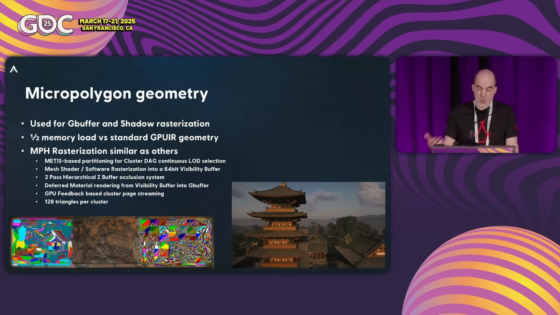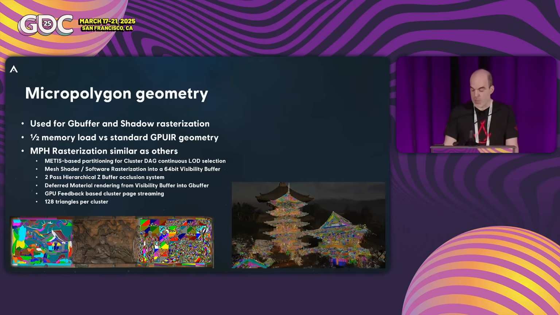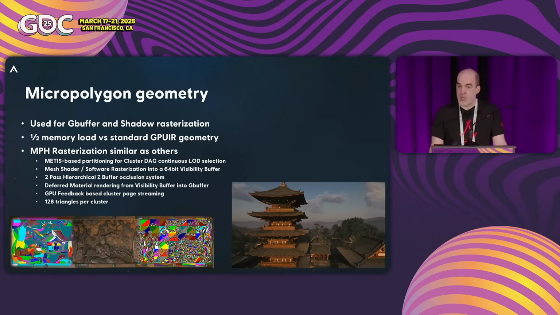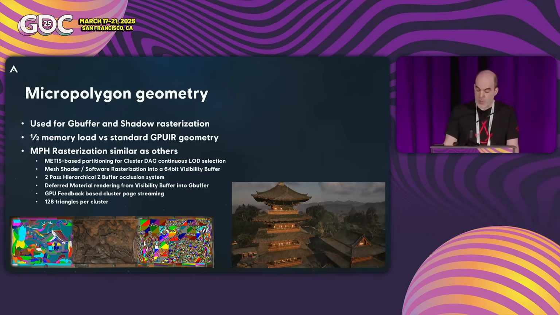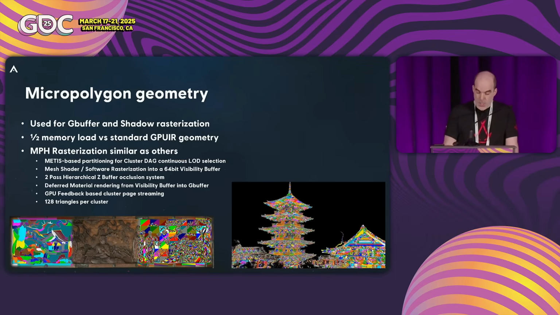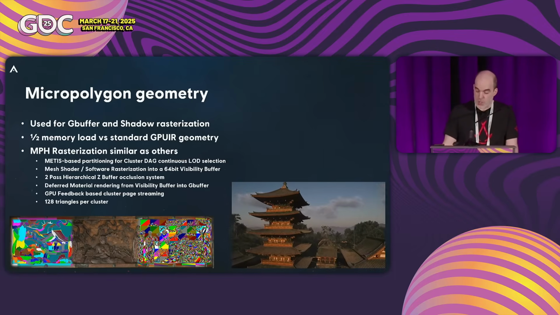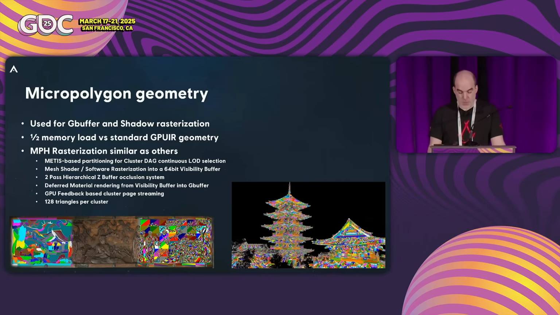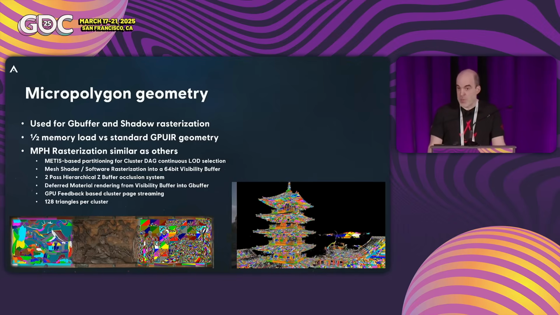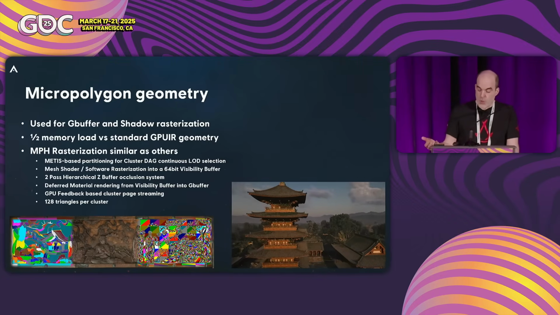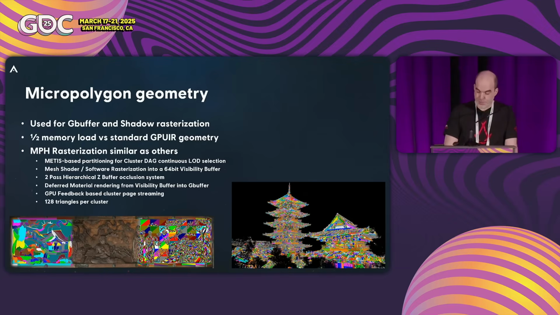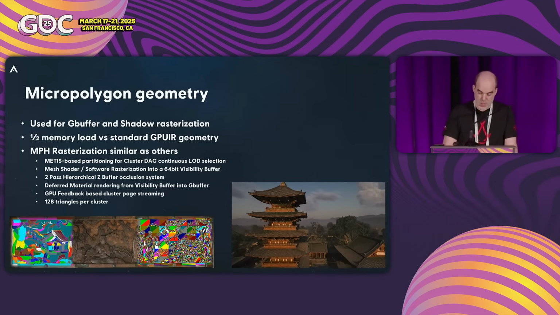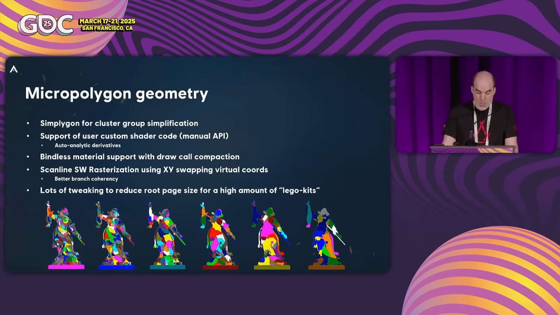And in this pipeline, geometry takes roughly half the memory of the same geometry in GPU-IR. It shares similarities with other techniques. For example, we use the same Metis library to perform cluster partitioning. We either use mesh shaders or software rasterization depending on the triangle size. It also has a two-pass hierarchical Z-buffer occlusion system. It renders different materials from a visibility buffer to a G-buffer. And also clusters are made of 128 triangles, as opposed to 64 triangles for older GPU-driven pipelines such as AC Unity.